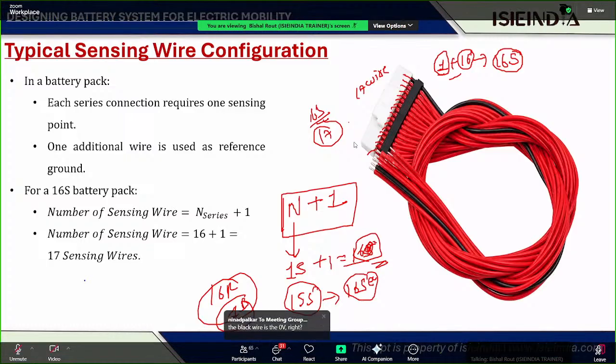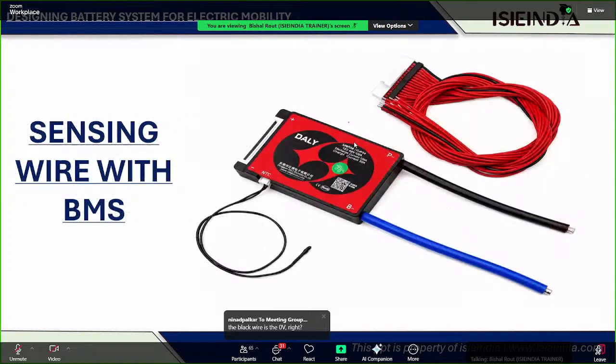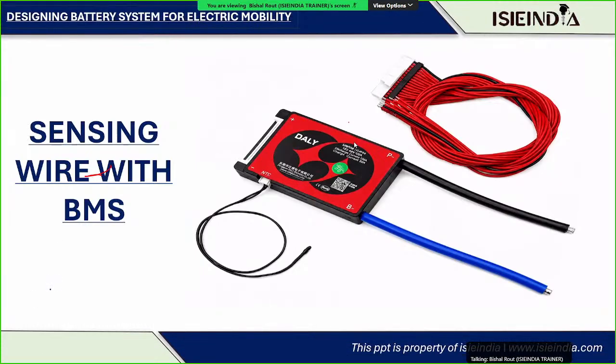Once you connect the sensing wire to the battery pack, this is the BMS you can see. This sensing wire goes into here. You can watch this particular BMS: this sensing wire is connected over here, right? And here you will find a MOSFET present, right? This sensing wire is called the voltage sensing wire. Here you will find a lot of voltage sensing units placed. For each cell, you will find a voltage sensing unit, and that voltage sensing unit is an IC basically, present inside the battery management system.